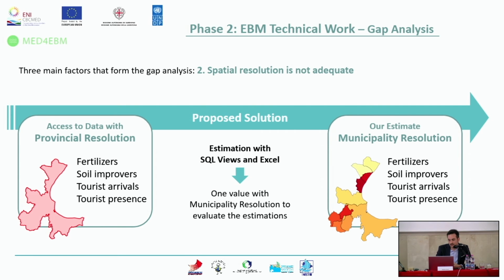Here we have proceeded upscaling our data with SQL and Excel estimates. At the same time, doing these estimates, we wanted to have at least one official value with municipality resolution to evaluate our estimation.